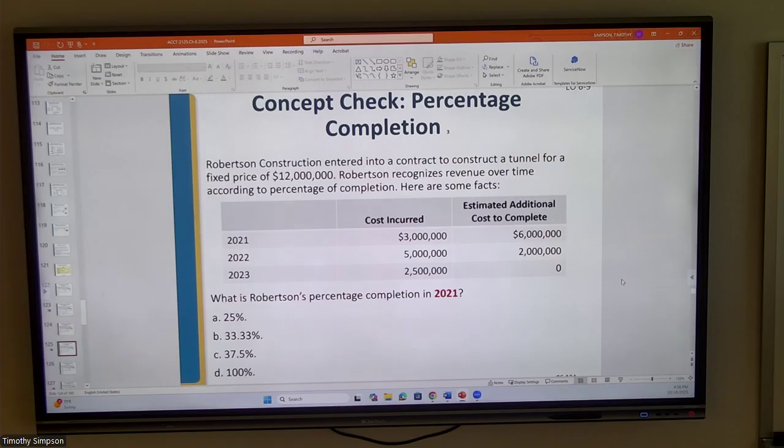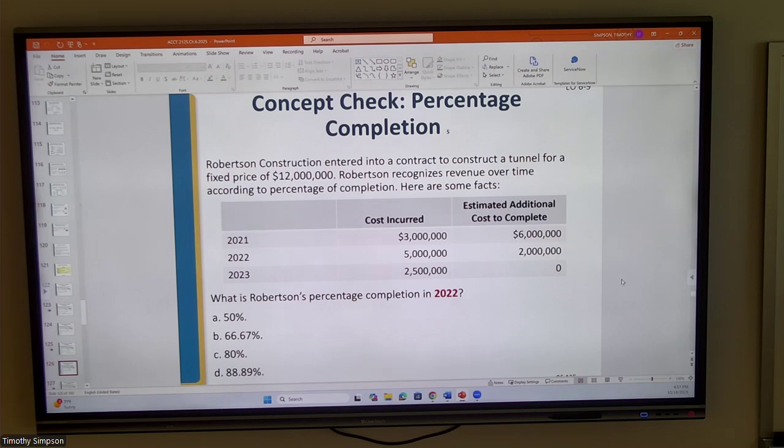Well, it's 3 million divided by the 10 million, so it's 1/3, right? So pretty simple deal there. That's really all it is. That's the percentage that we would apply then to revenue as we go forward. So remember, what we're trying to get to is the percentage of completion to recognize revenue.